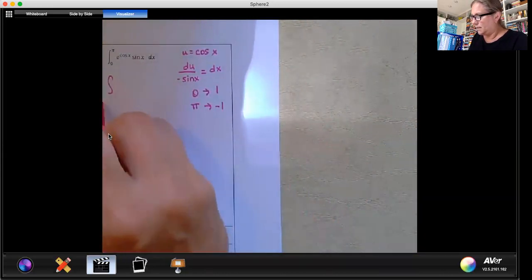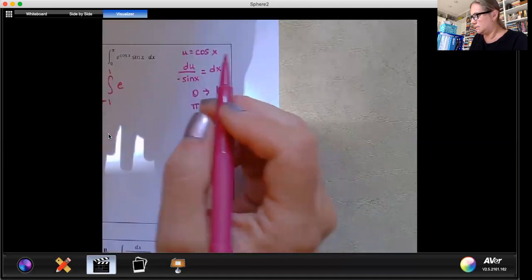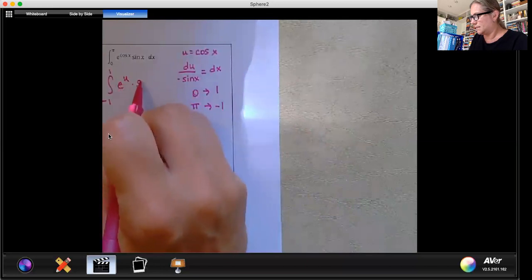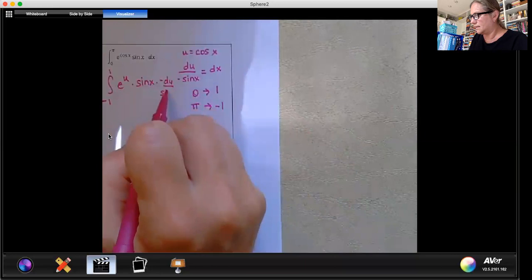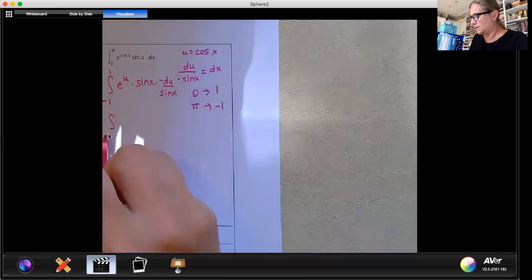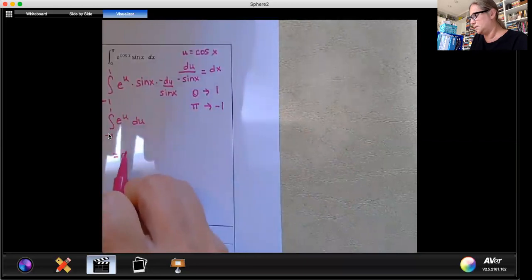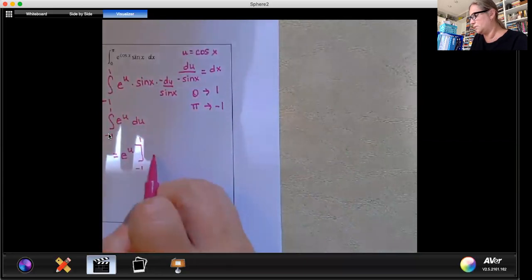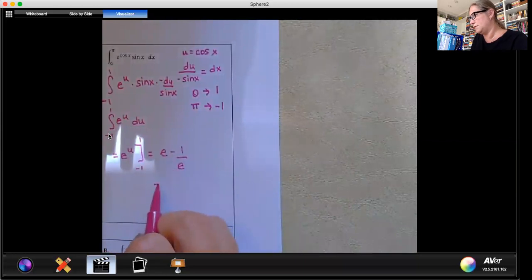So negative 1 to 1 of e to the u times sine x times negative du over sine x, which becomes positive, which is e to the u from negative 1 to 1. So e minus 1 over e, which is 2.3504.